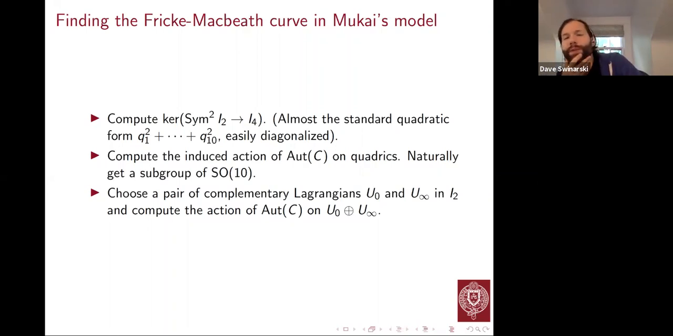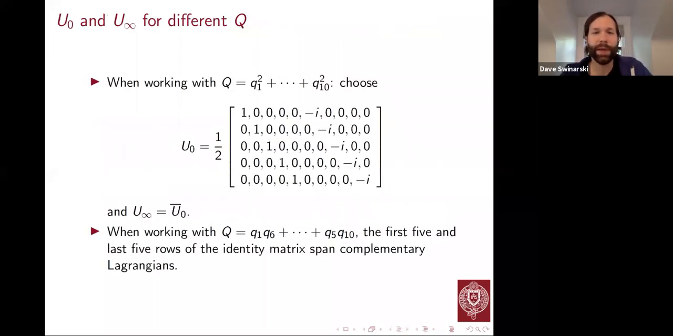Next, we want to embed our curve in the orthogonal Grassmannian into P^15 under the spin representation. And so I should find a pair of complementary Lagrangians U_0 and U_infinity. Here I just want to record the choice that I make. If I start with a standard quadratic form, I'm going to choose this 5-dimensional subspace as my U_0. And for U_infinity, I can just take the minus signs off the i's.